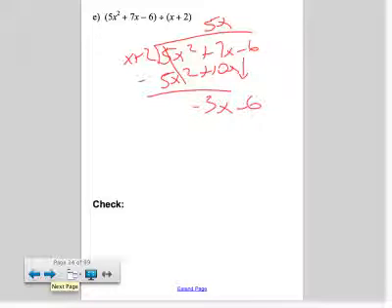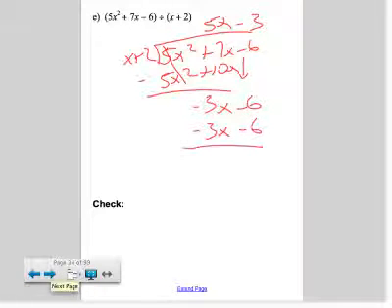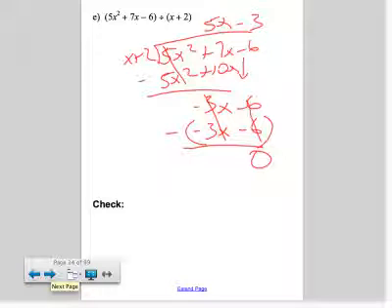X goes into negative 3x, negative 3 times. Multiply this by both things, so you get negative 3x, negative 6. Subtract them. So negative 3x minus negative 3x cancels. Negative 6 minus negative 6 cancels. Remainder is 0. There's my solution.